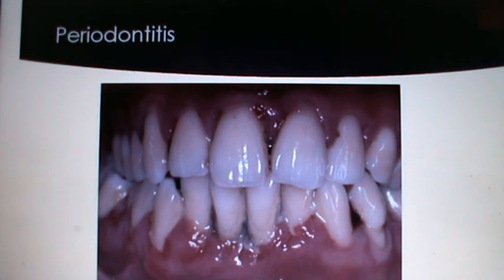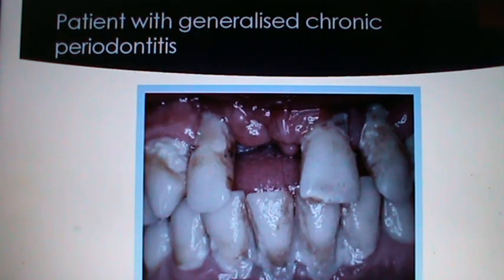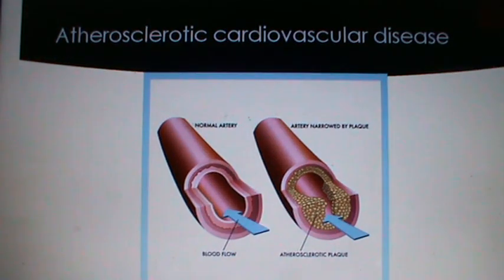You can see in this photograph that if periodontitis is present and if any inflammation is present in the gums, this may result in an increase in the number of microorganisms, which may go into the bloodstream. This is a severe case in which there is generalized chronic periodontitis, and if this condition is present, there is an increase in microorganisms which may result in systemic diseases.